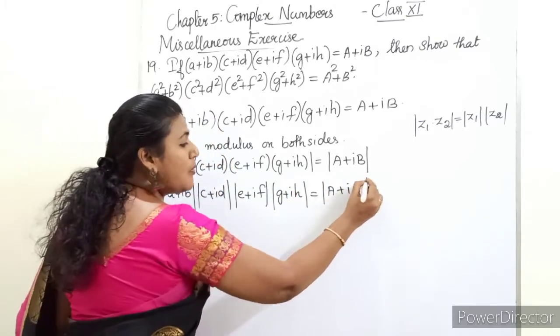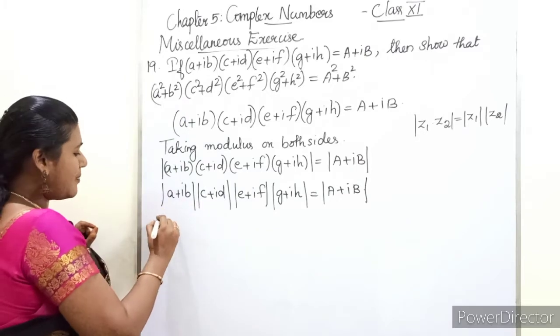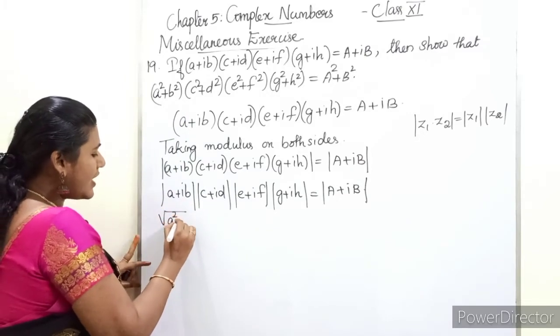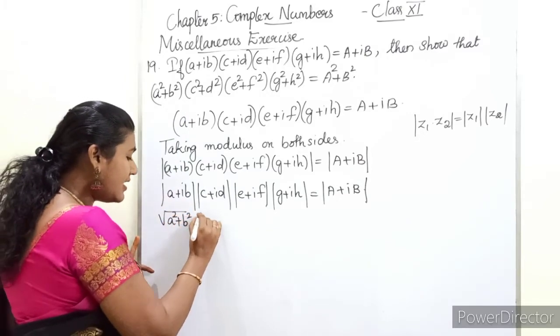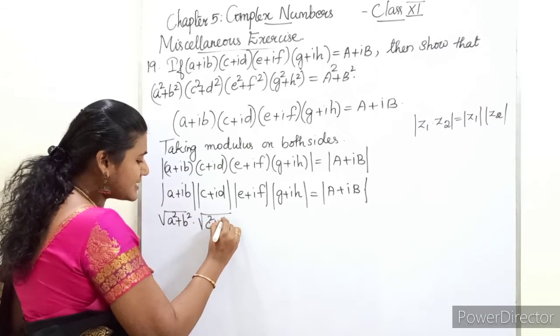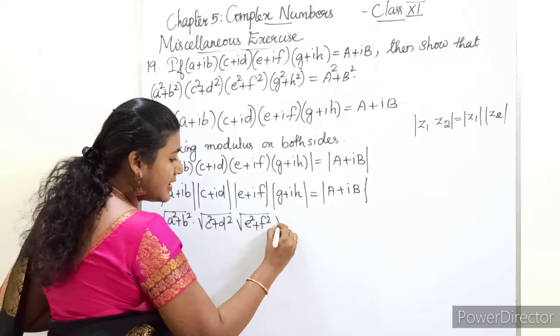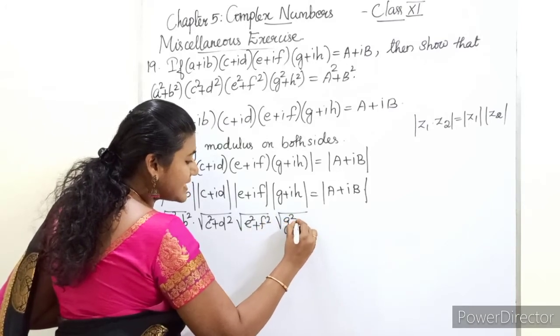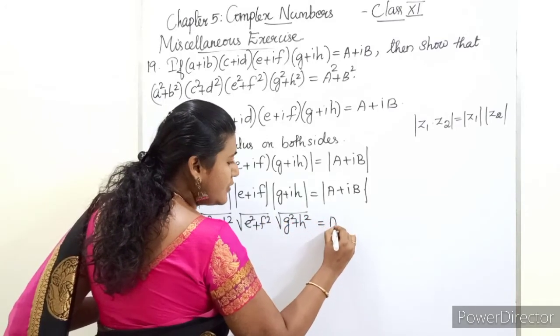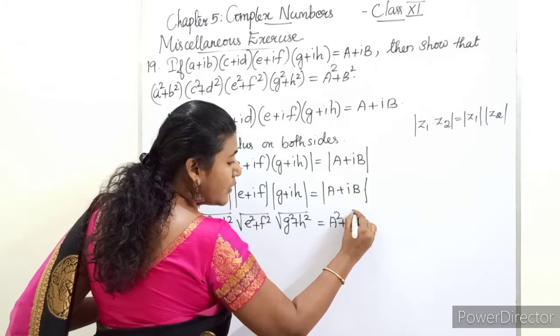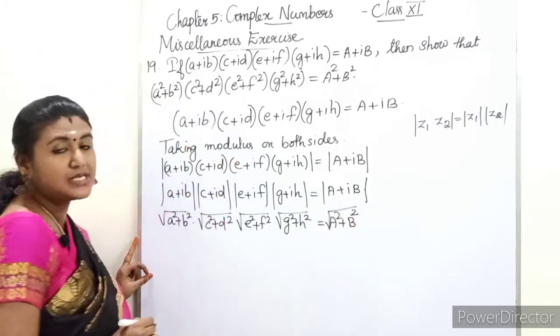Now we will write the modulus. What is the modulus of a plus ib? Root of a square plus b square. Here it is root of c square plus d square, and it is root of e square plus f square here. Root of g square plus h square is equal to root of A square plus B square.